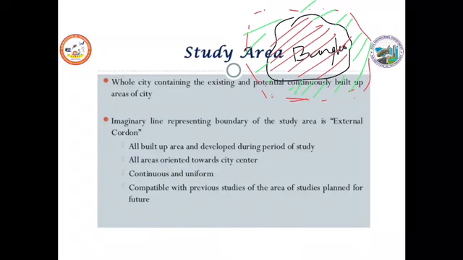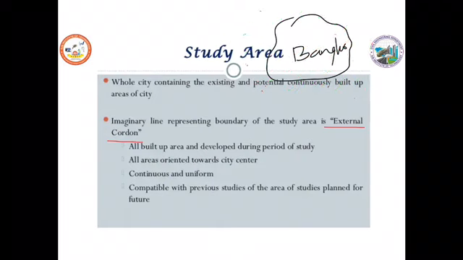The imaginary line or boundary which represents the study area, we call that the external cordon line. So the line which defines the boundary of the study area, we call the external cordon line. It will usually be an imaginary line. If you take Bangalore city as a study area, then this outer imaginary line will represent the external cordon line.